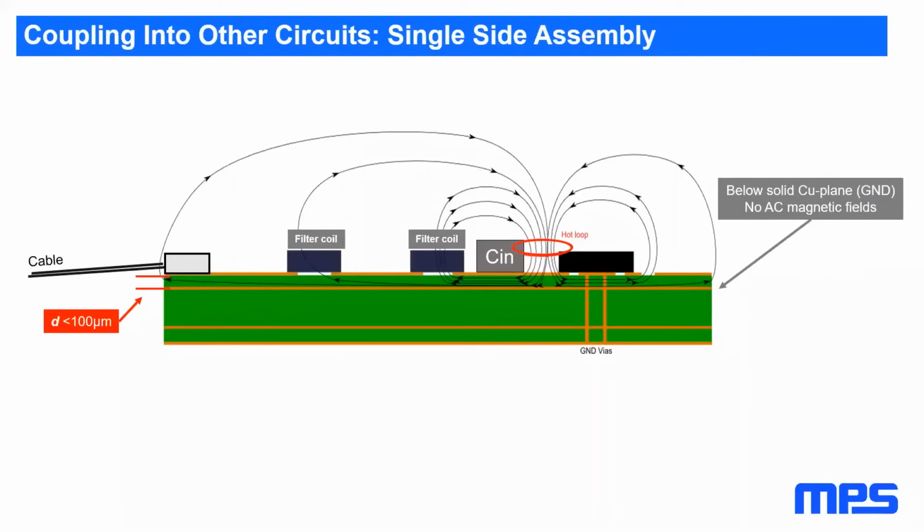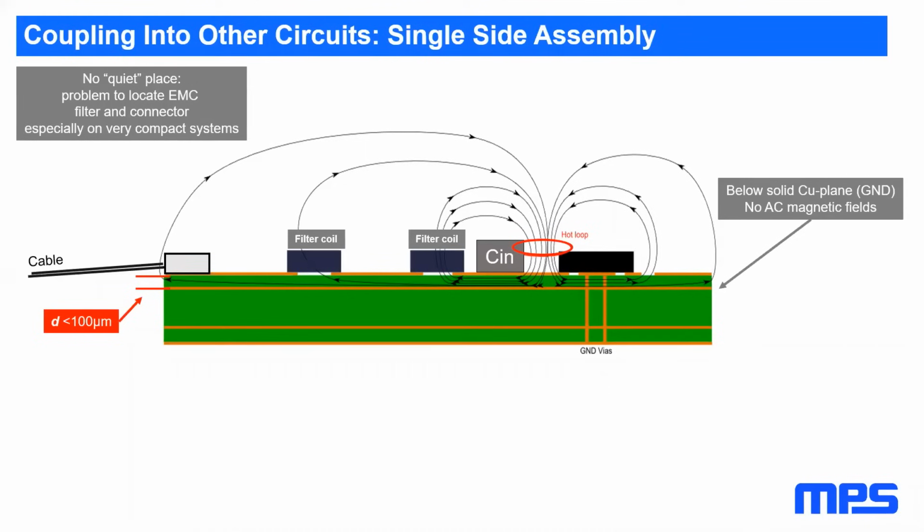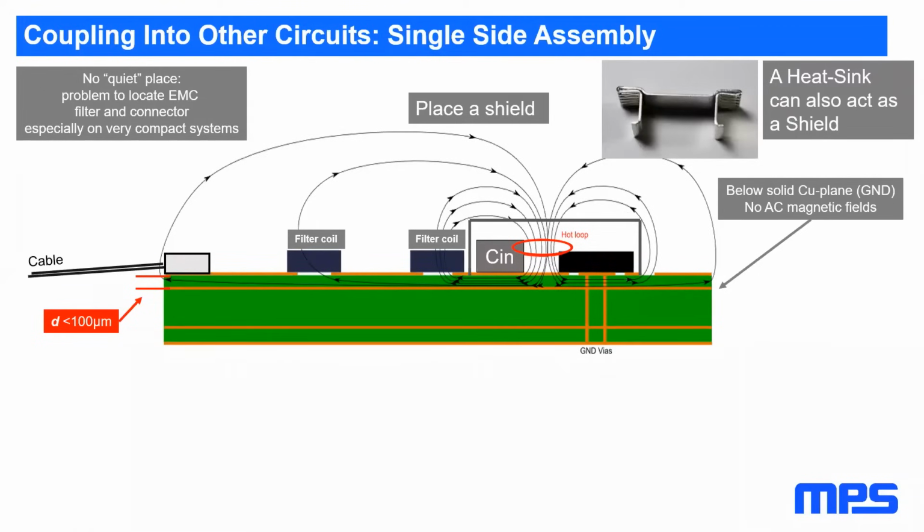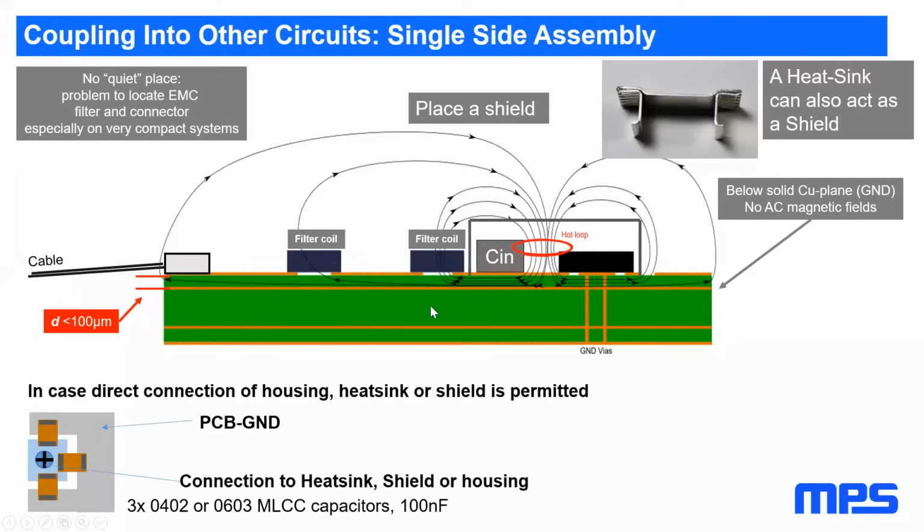If we have single-side assembly and a high-density PCB, we have a hard time finding a quiet place to locate our connector and EMC filter components. And very often a shield is the only solution to meet the EMC requirements. A heatsink can also act as a shield. And whenever we have a metal housing, a shield or a heatsink made from metal, we can utilize this to shield part of the fields from the converter.